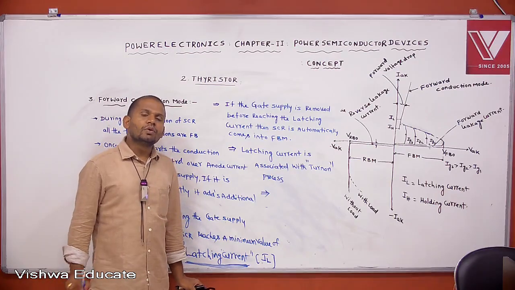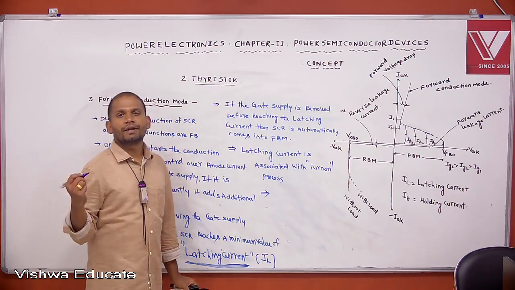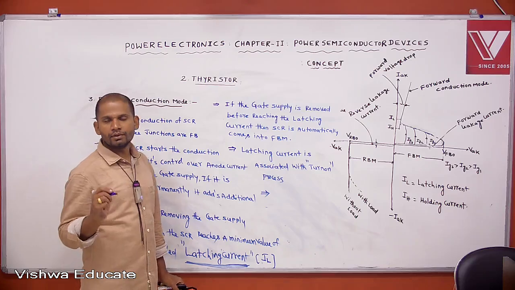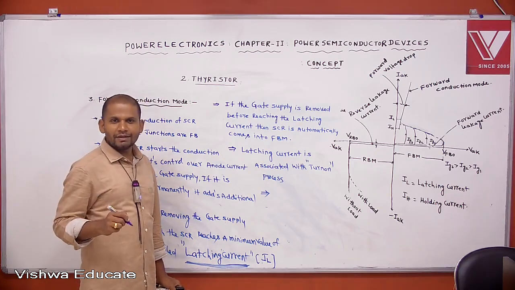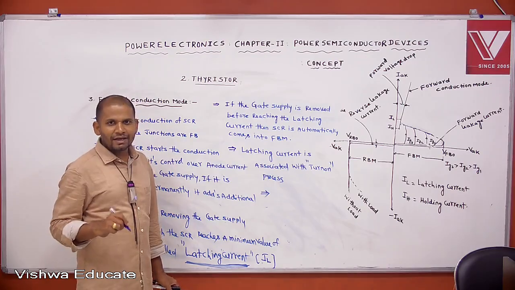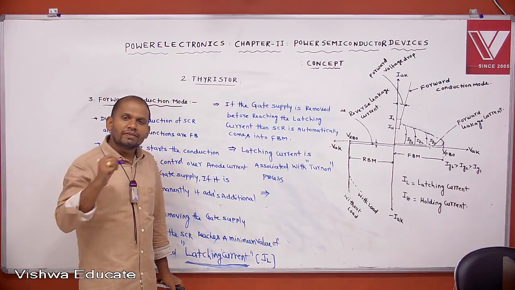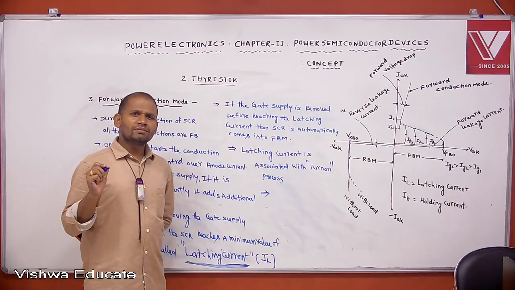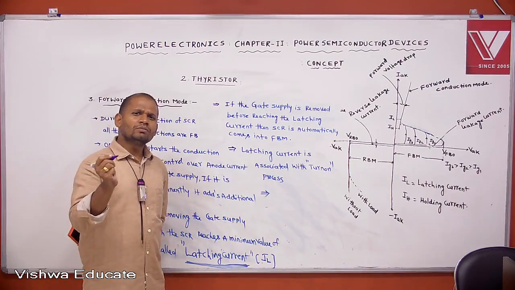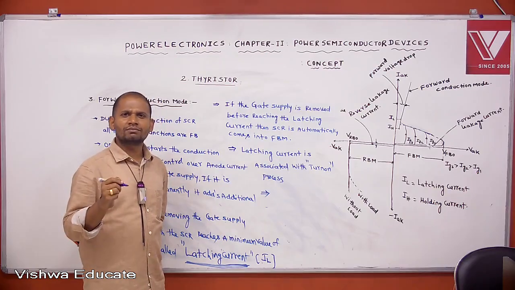Like this we are bringing the SCR into conduction. We are connecting the gate supply up to the latching current. After reaching the latching current, the gate supply is removed, and then the thyristor is conducting. But we don't allow continuous conduction of SCR.